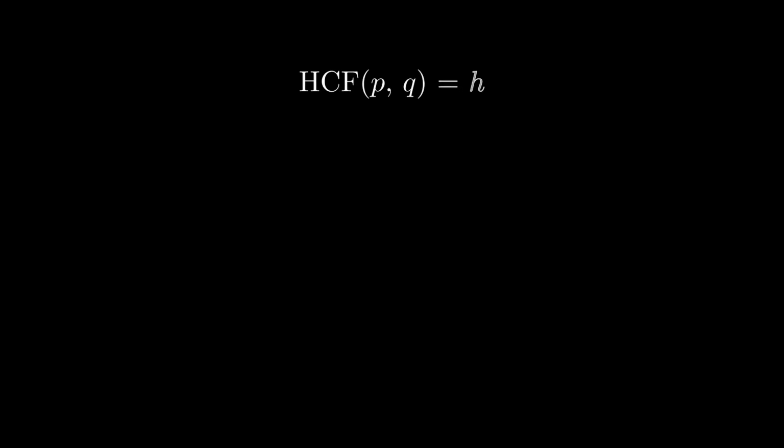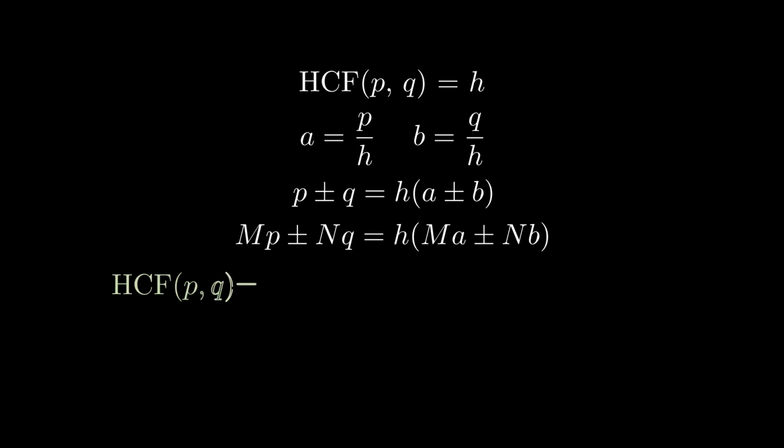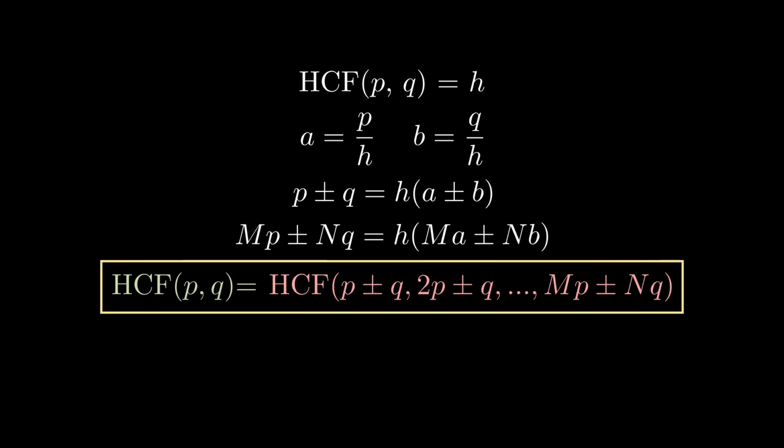Let there be two numbers p and q and their HCF is h, and a and b are the quotients we get after dividing by the HCF. We can add or subtract p and q, still the common factor h remains. Not only that, we can also take any multiple of p and q. It still does not affect the common factor h. Therefore, the HCF of p and q is the same as the HCF of p plus minus q, 2p plus minus q, or in general mp plus minus nq.